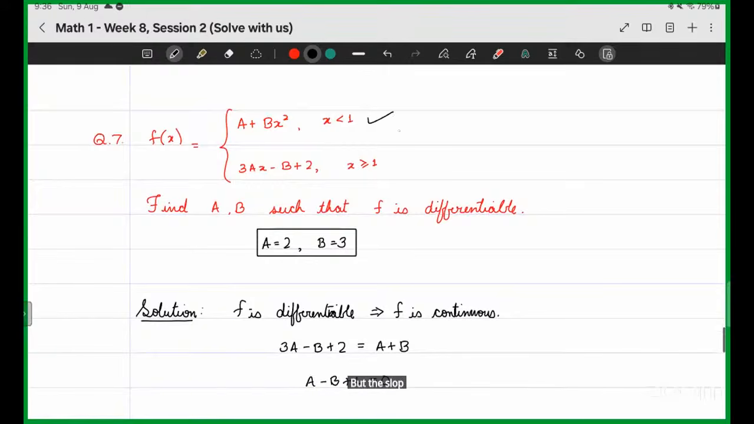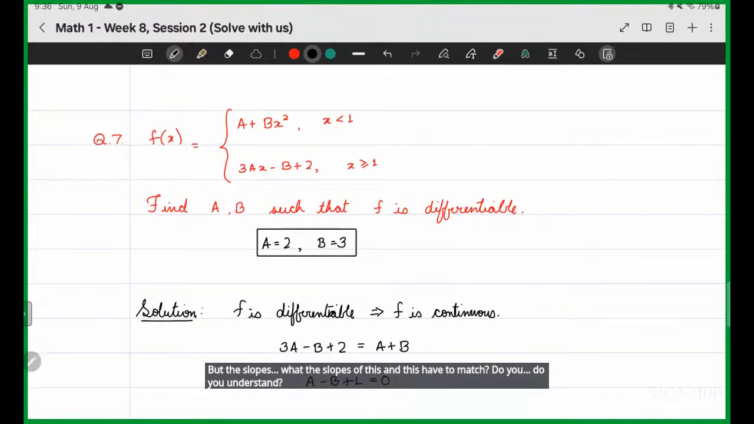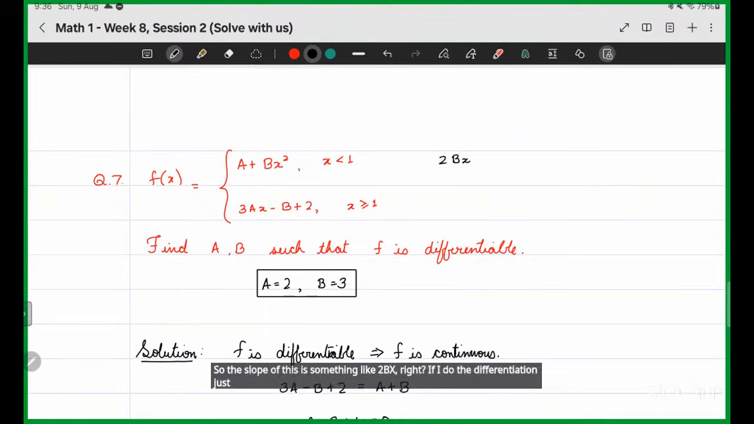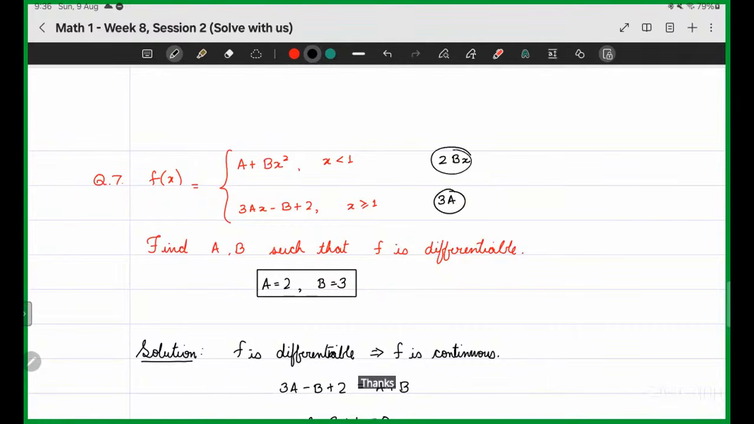But why do the slopes of this and this have to match? Do you understand? Yes, yes, sir. So the slope of this is something like 2bx, right? If I do the differentiation, since these are polynomials, just using the usual rules. These are the slopes. Is that okay? Yes. And I have to have them be equal.